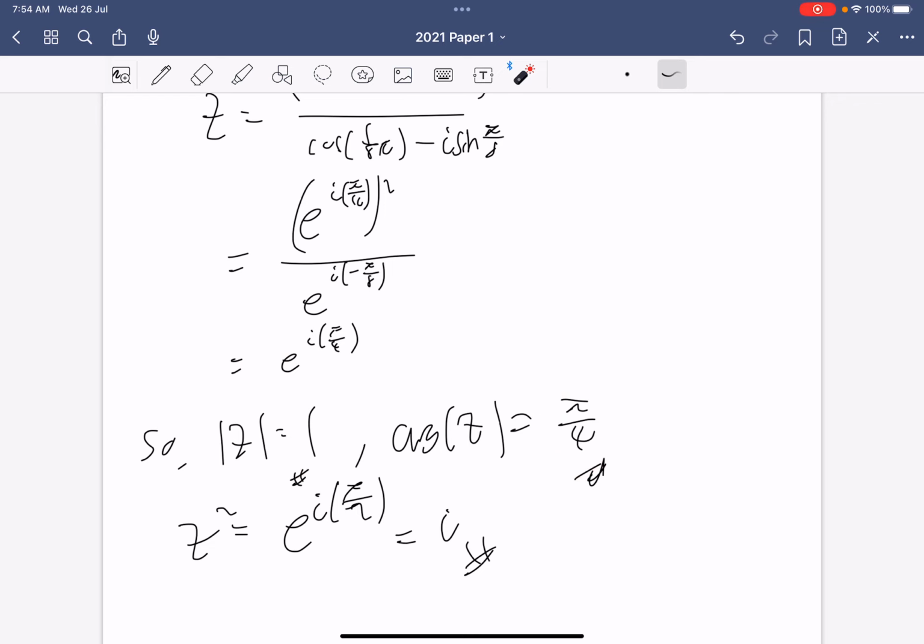So z squared now, you just take this squared and this will become a 2 then. So e to the i pi over 2 is what? Well, pi over 2 is on the y-axis, the imaginary axis. So it's just i.